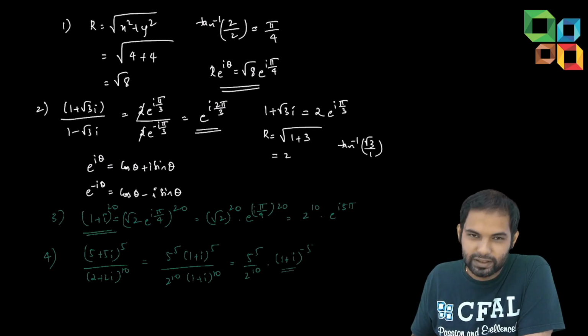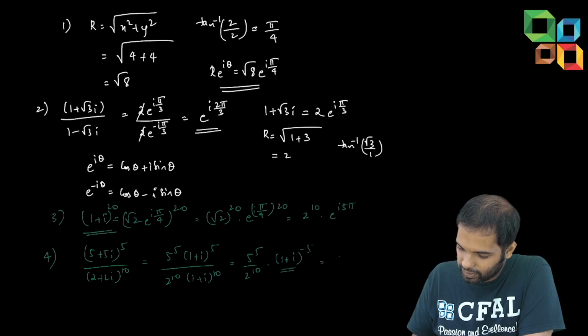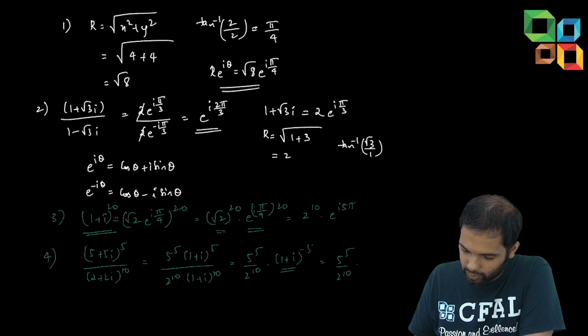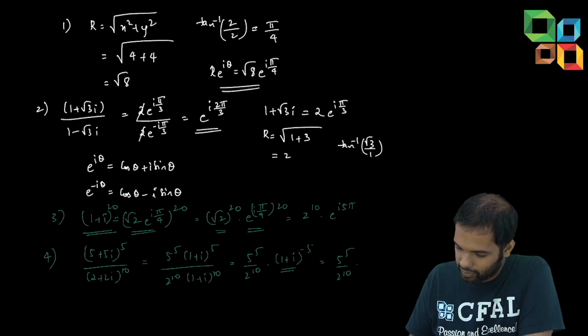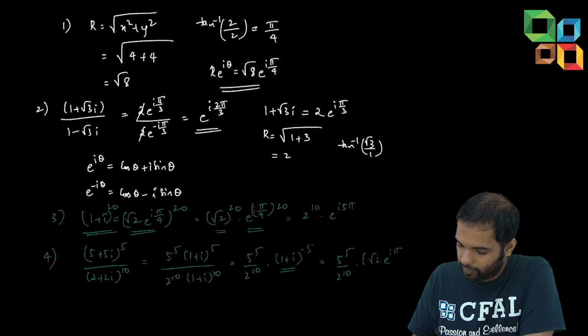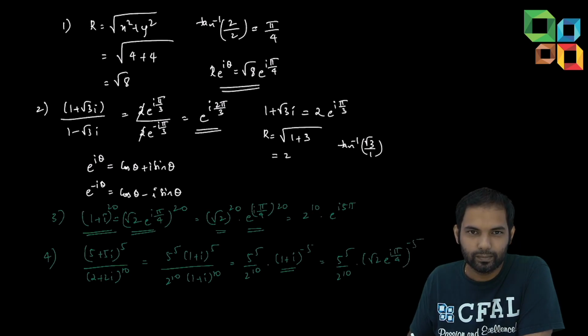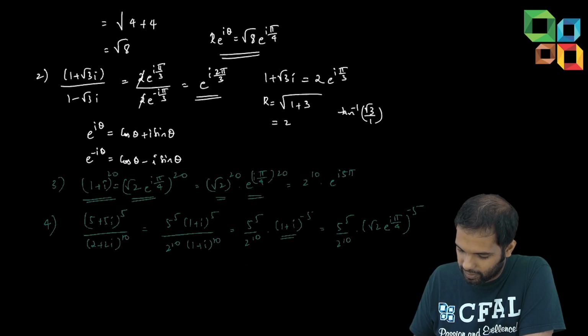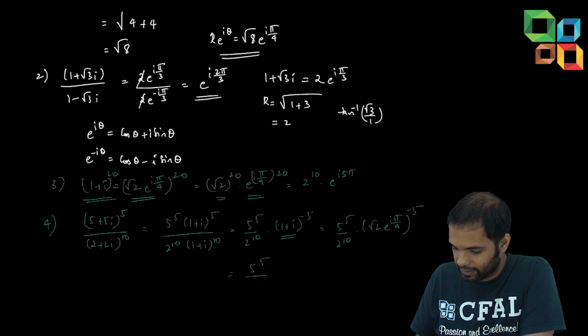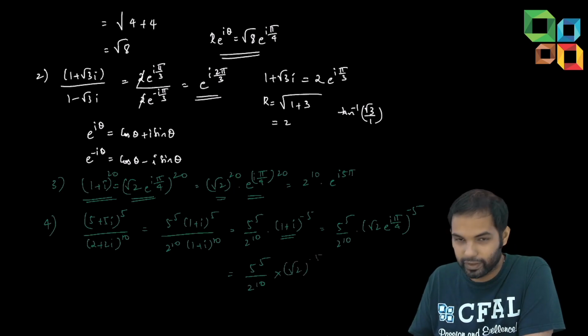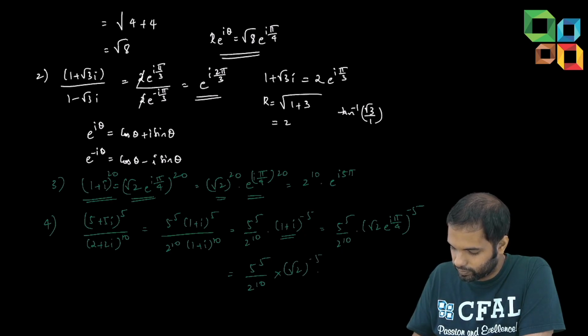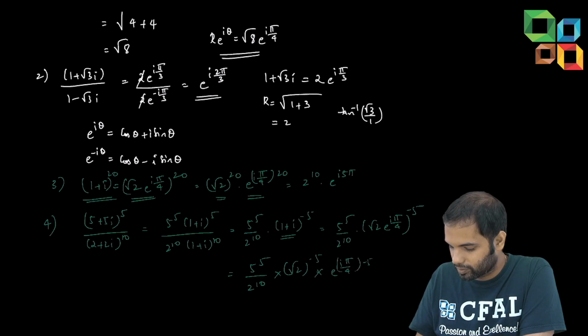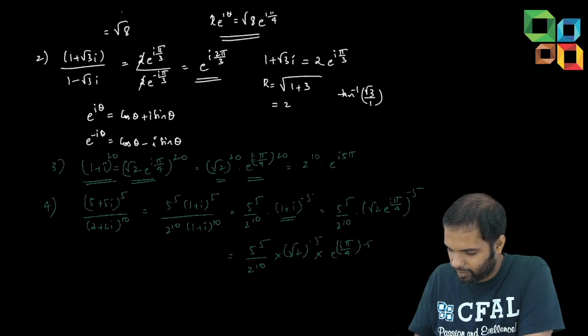Now we already know what 1 + i is. So we already calculated it. So it's 5 power 5 by 2 power 10 into, you can see it's here along with root 2, so this is your 1 + i. So it's (root 2 e power i pi by 4) whole power minus 1. Fine. So let's try to simplify now. 5 power 5 will remain as it is, 2 power 10 again. Now root 2 power minus 5, we have to figure out what this is, into e power i pi by 4 into minus 5. That's it.